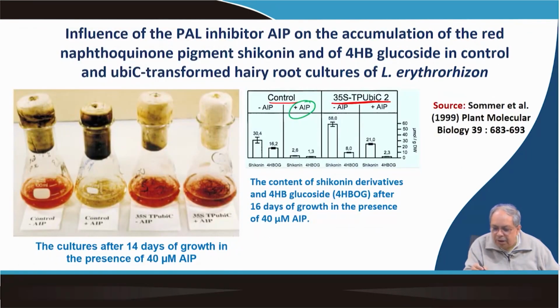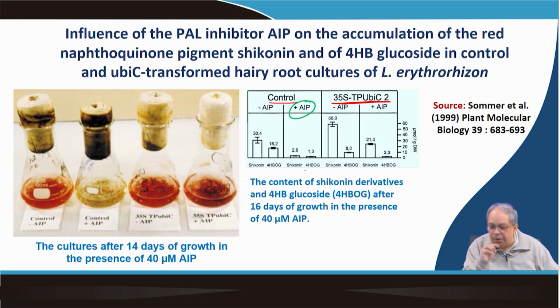You see that when AIP is fed, the 4-hydroxybenzoic acid glucoside content is very less, and the shikonin content is very less, as compared to the no-AIP-feeding control, where you see some amount of shikonin formation along with 4-hydroxybenzoic acid. Okay. And now, what happened to the transgenic line where UBIC is expressed?